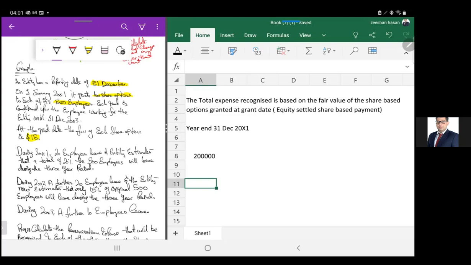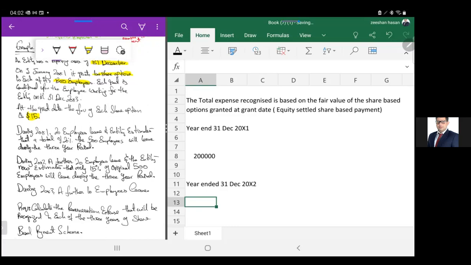Okay, now we will do the computation for the next year, that is year ended 31st December 2000X2. The estimate of the number of employees staying for the full 3 years is received at each year end, and on 31st December 2000X2, it is estimated that 85% of the employees will stay for the full 3 years, right? As you can see, the example is in front of you still. And for the full 3 years, the calculation for the share-based payment expense is as follows.